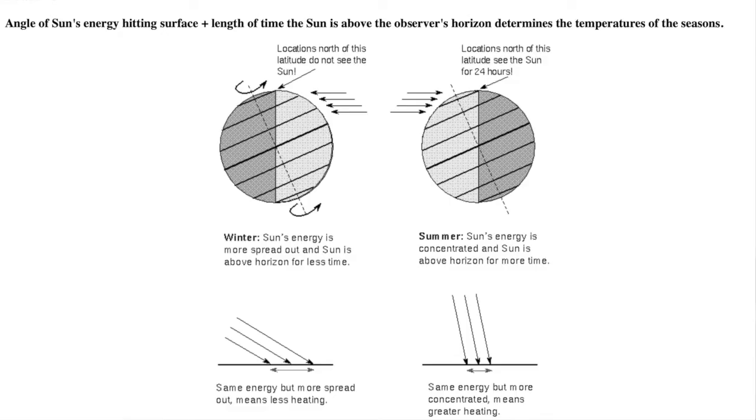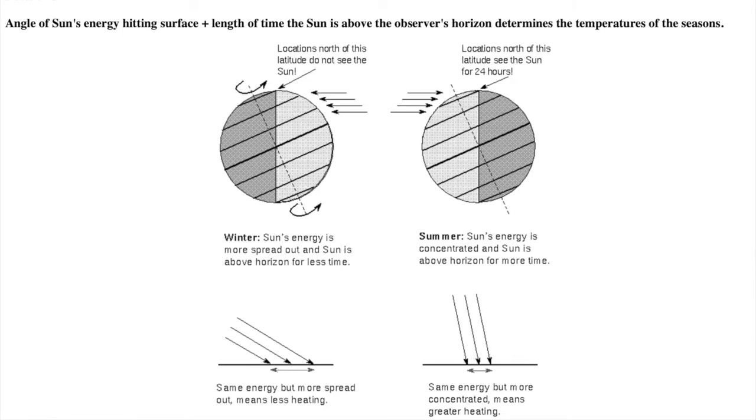Let's use an analogy of someone squirting a steady stream of water at you. If you hold your hand face on into the stream of water, you'll block more of the water than if you hold your hand more edge on. The sun's energy output is constant, but the angle of the sun's energy hitting our part of the Earth and the length of time the sun is above our horizon determines the seasons.